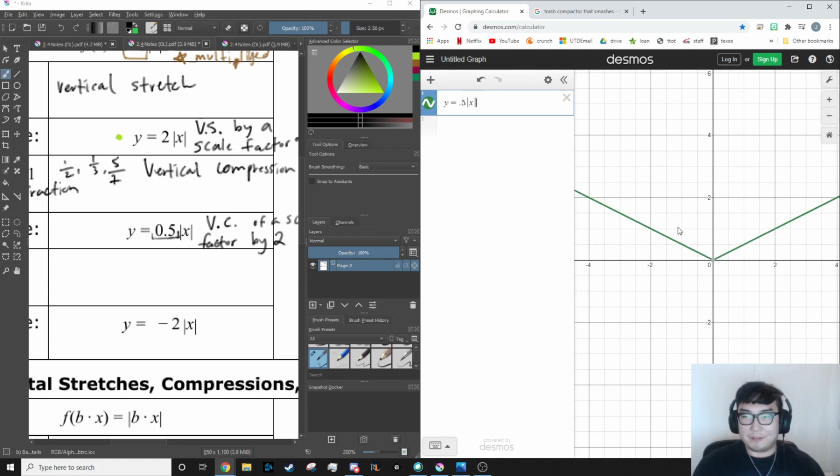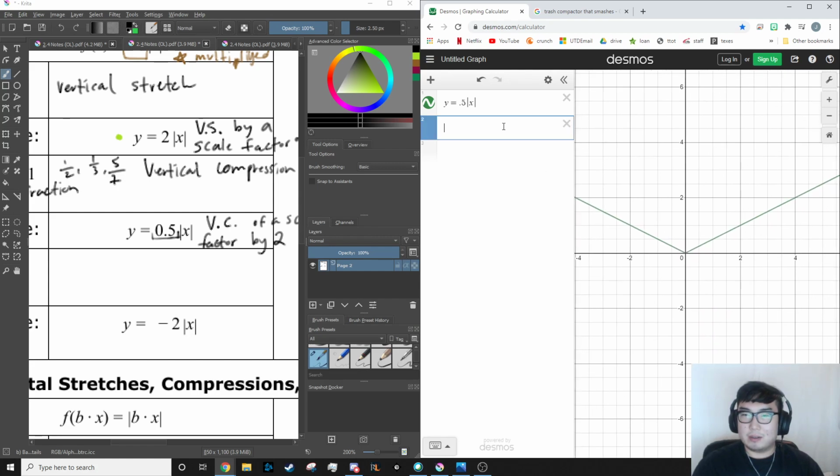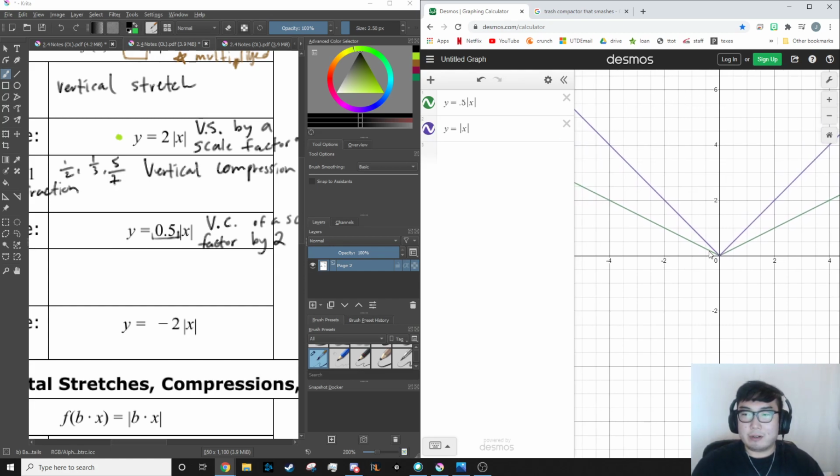You see how this graph got kind of fatter, well, compared to my absolute value, my parent function. My green graph is flatter than my purple graph, which is my parent function. And that's because I smashed it from up and down. As in, I compressed it, and compressing means pressing, like smashing. Obviously stretching means pulling, so it would make sense that this would be a wider version.